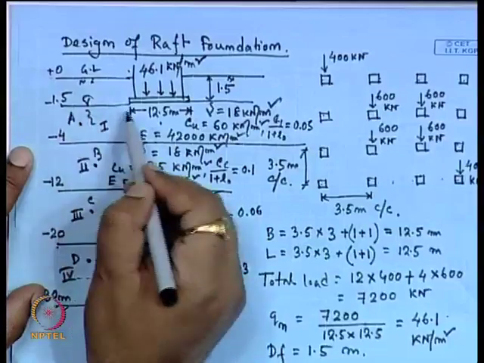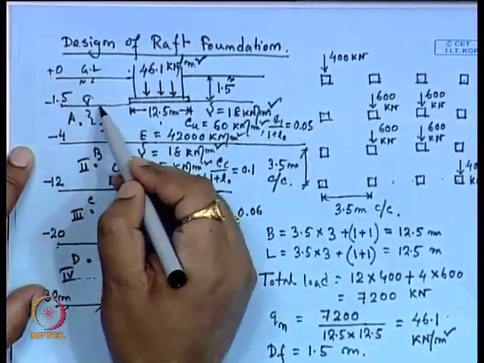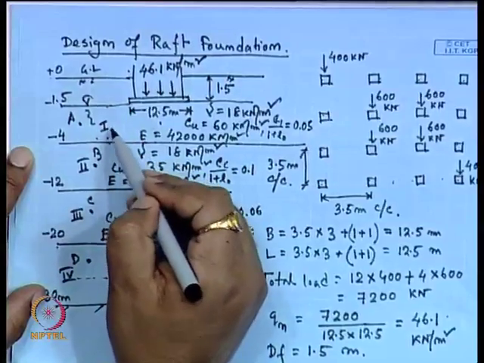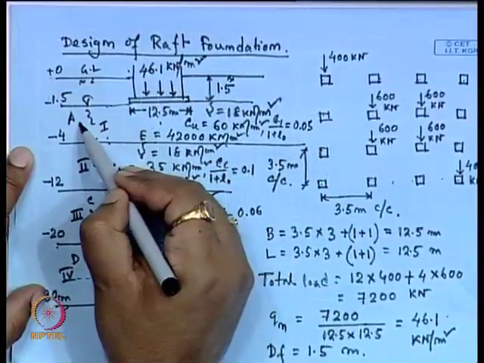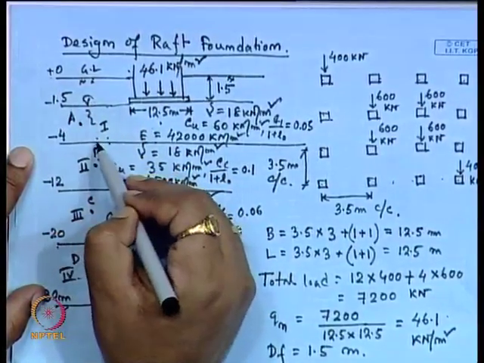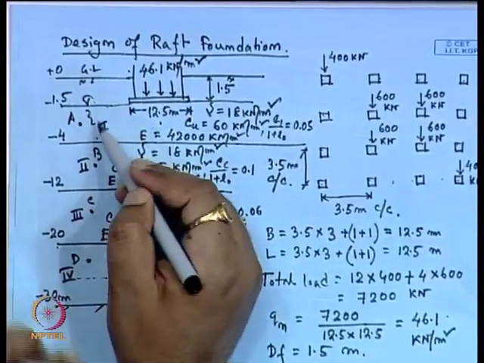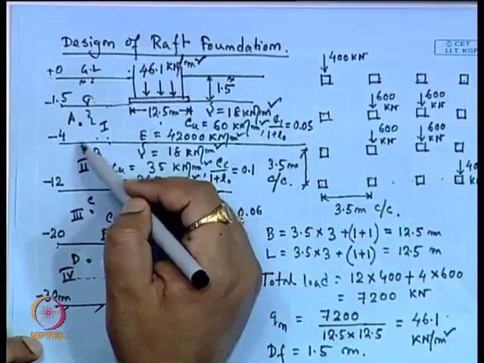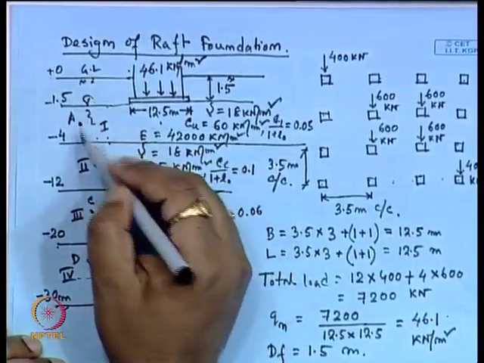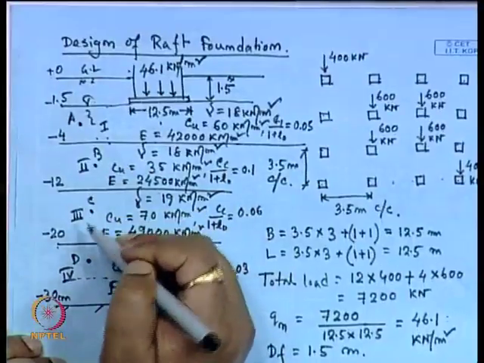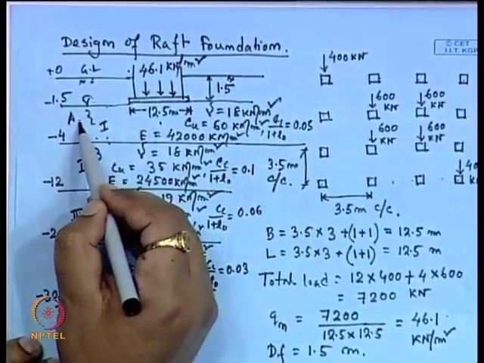The first layer below the base of the foundation is 4 minus 1.5, so 2.5 is the thickness of this first layer below the foundation. The middle point is the middle of this thickness, so we are taking 1.25 meters. If we choose more points, then we will get a more accurate value, but this center point is good enough to calculate the settlement. So, we are considering the center point of each layer.